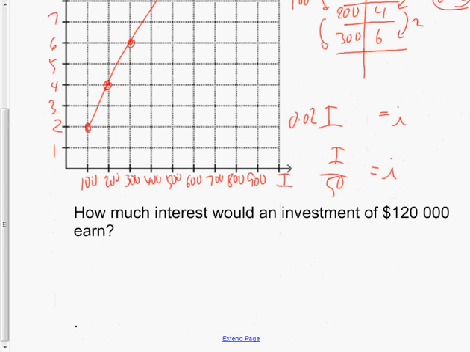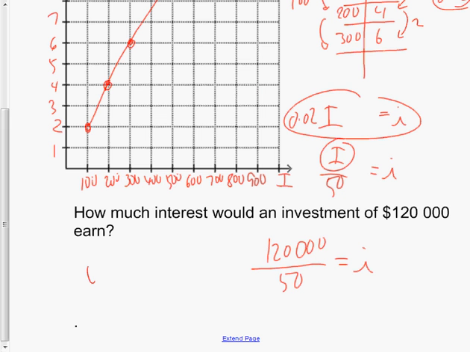Okay. Now for the last part, it says how much interest would you earn on a $120,000 investment? So if your investment is here, then $120,000 will be substituted into there to determine how much interest. Or if you use this equation, you could take $120,000 and substitute it there to calculate your interest. When we do that all out, it works out to be 2,400 equals i. Or if you invest $120,000 at 2% interest, you will receive $2,400 at the end of the year.